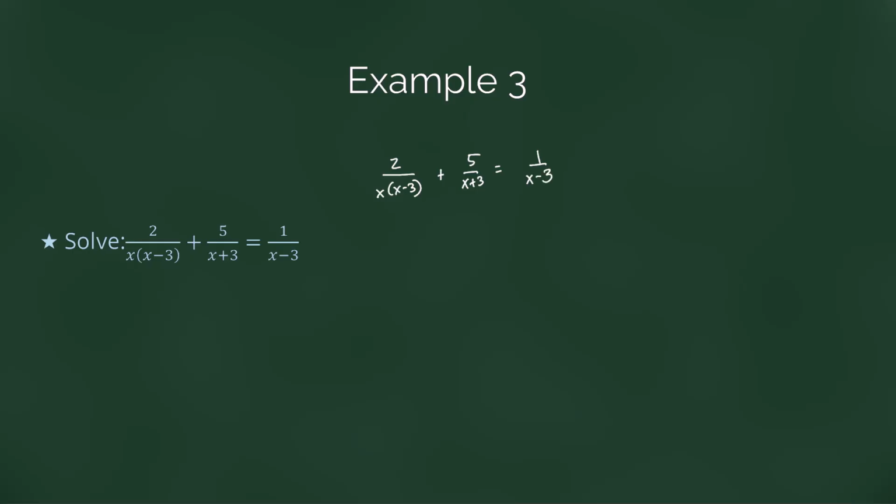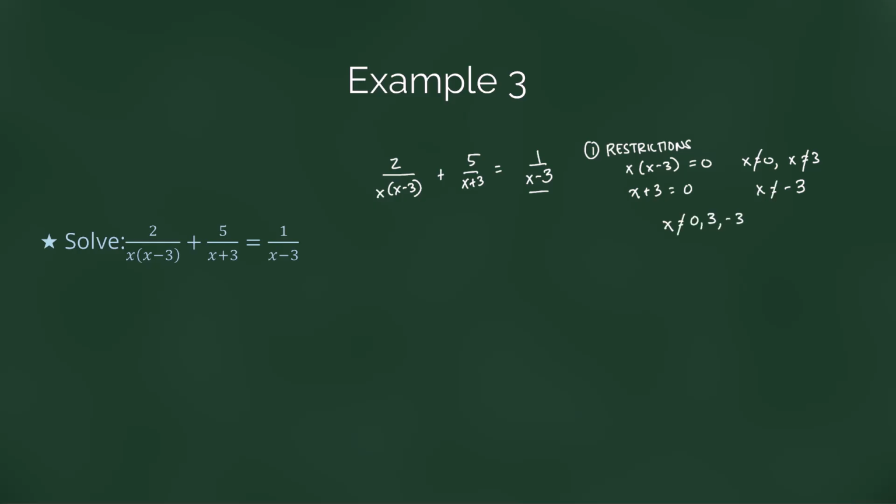All right, so here our restrictions are going to be any values that make any of our denominators 0. So if we take the denominator x times x minus 3 and set that equal to 0, we can see that we get x equals 0 or x equals 3. So we can rule those two values out. If we take the denominator x plus 3 and set it equal to 0, then that gives us that x is equal to negative 3. The last denominator, x minus 3, was built into the first denominator, so we don't have to consider it again. We see that our three restrictions are x equals 0, 3, and negative 3.